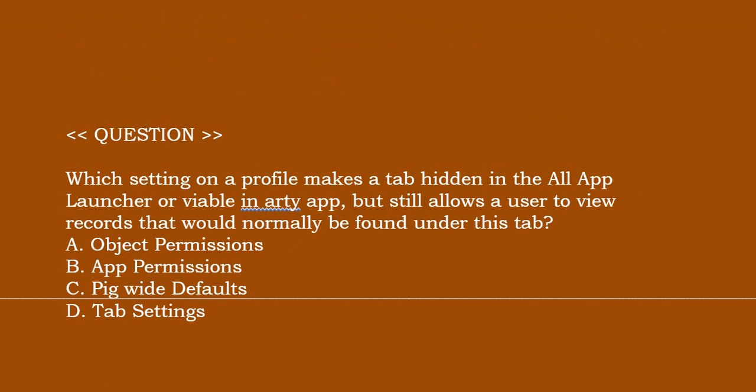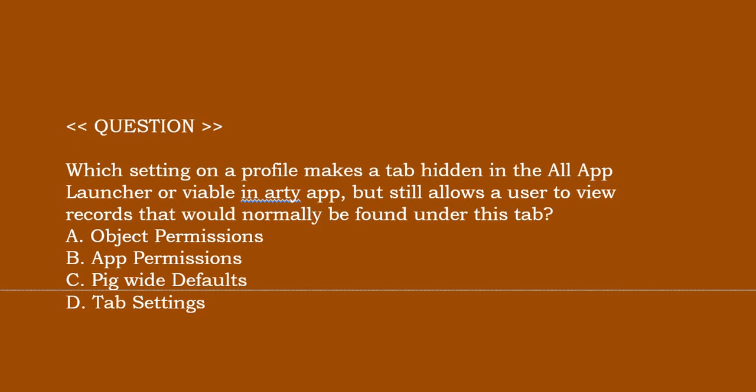Next one. Which setting on a profile makes a tab hidden in the All App Launcher to viewable in the app, but still allows a user to view records that would normally be found under this tab? Option A, object permissions. Option B, app permissions. Option C, org-wide defaults. Option D is tab settings. Correct answer is option D.